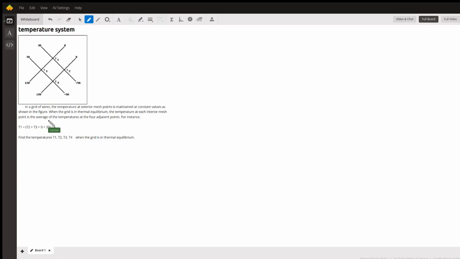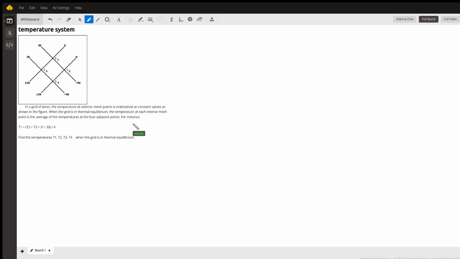the average of the temperatures at the 4 adjacent points. For instance, T1 here is the average of T2, T3, 0, and 30. So at T1, 0, 30, T2, and T3 all surround T1, and we take the average of those points, and likewise for the rest of them. Find the temperatures of all those interior mesh points when the grid is in thermal equilibrium.